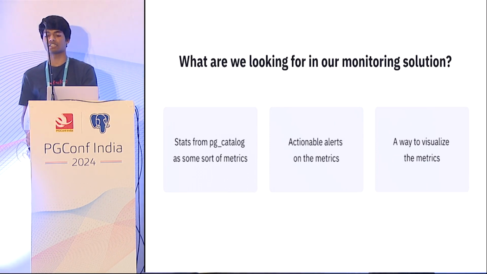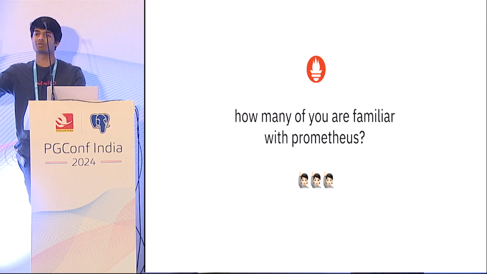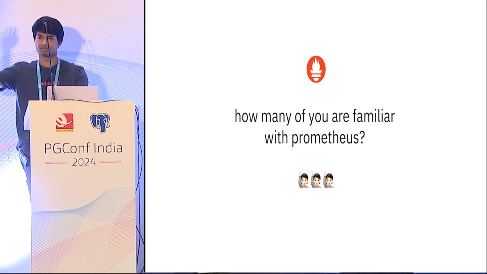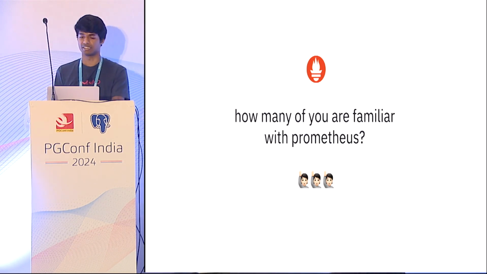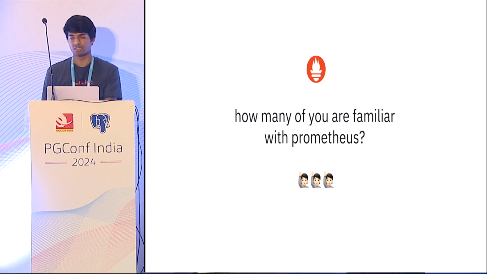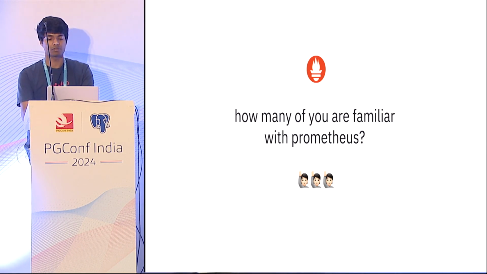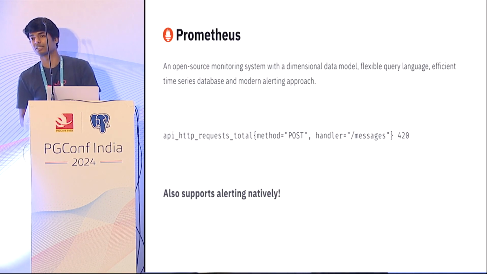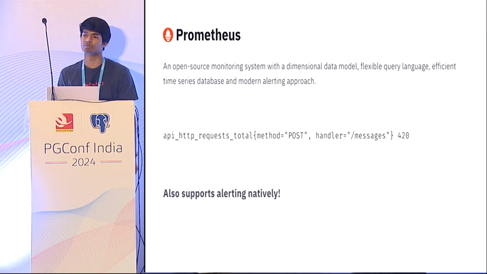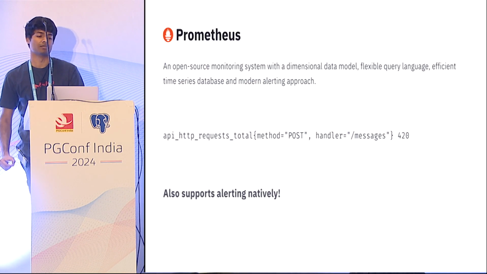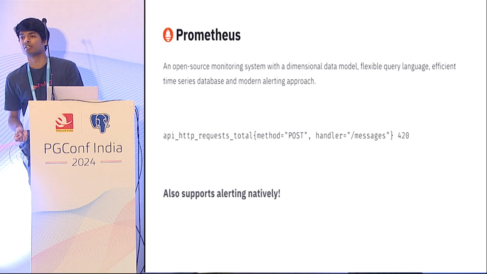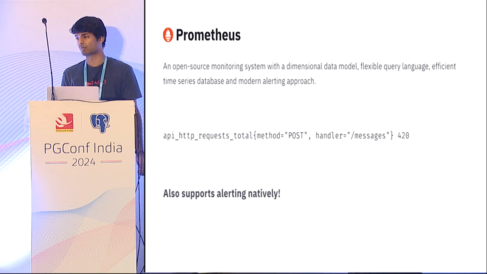Can I see a quick show of hands on how many of you are familiar with Prometheus? Right. So for people who don't know, Prometheus is an open source time series database primarily used for observability use cases. It has a dimensional data model, and it comes with its own query language called PromQL.